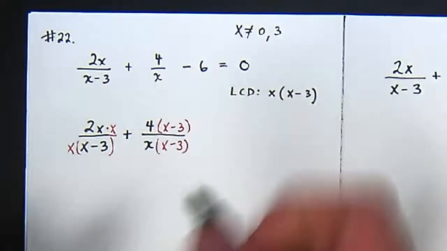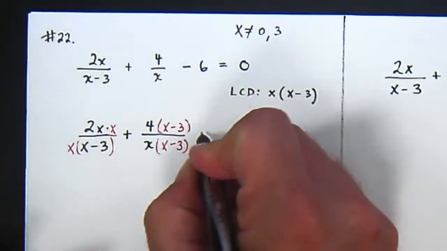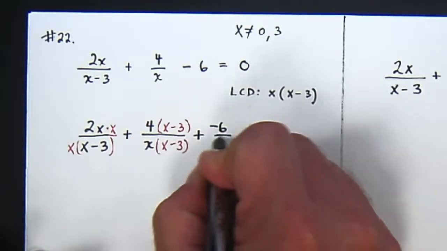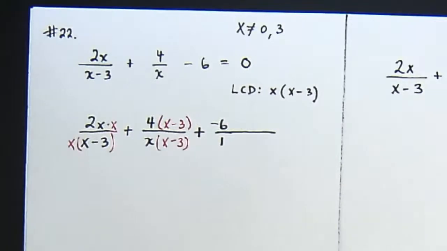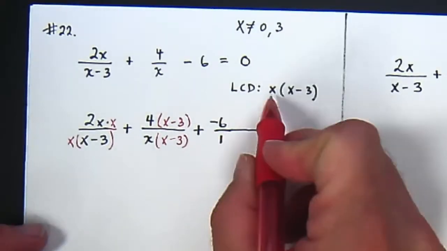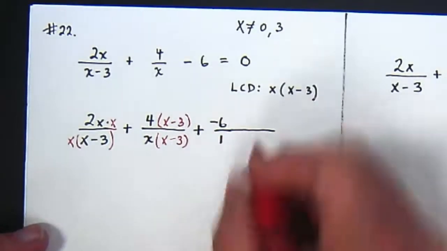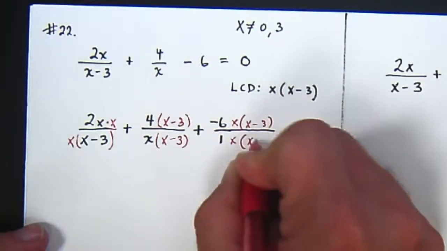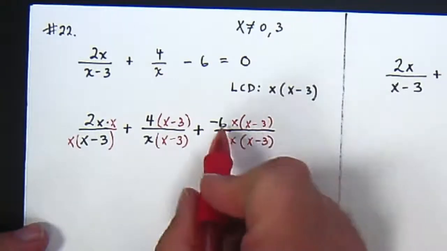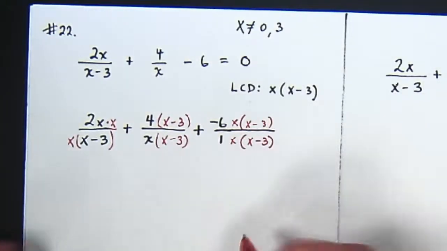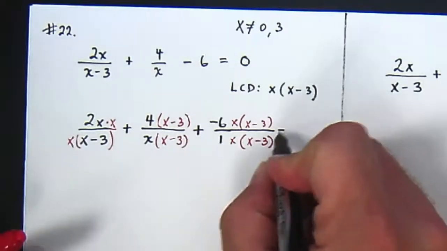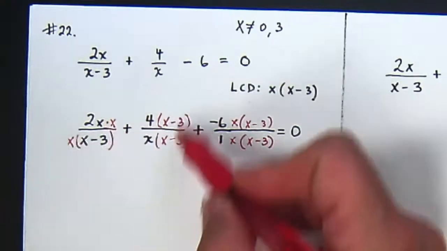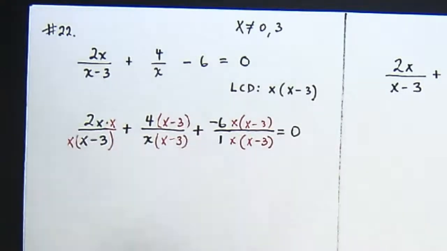Well, now I have negative 6, so let me go plus negative 6 over 1, if that helps. And this has neither the x nor the x minus 3, so it's going to require the introduction of both. And if I do it to the bottom to create a denominator, I have to do it to the top, to the numerator as well, equals 0. And that can just be left alone. So I'm just multiplying each term by 1 to create common denominators.